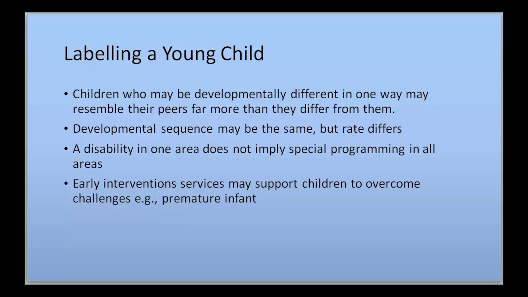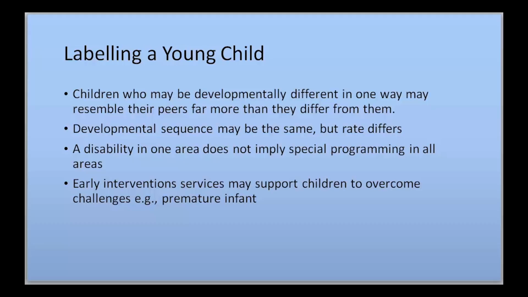There has often been much debate over whether children should be labeled or not, and you will find valid arguments for both sides. First, it is important to highlight that while a child may differ, it is quite likely that they resemble their peers much more than they differ from them. A child with a developmental disability may move through the same sequence of development as other children, however, at a different rate. A child with a disability in one area, for example, perhaps a learning disability in mathematics, does not necessarily require special programs in all subject areas, for example, language.